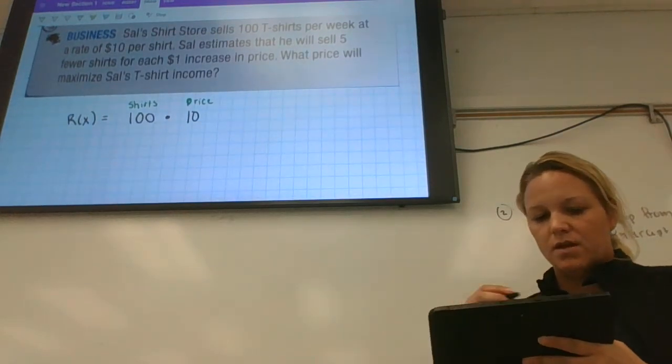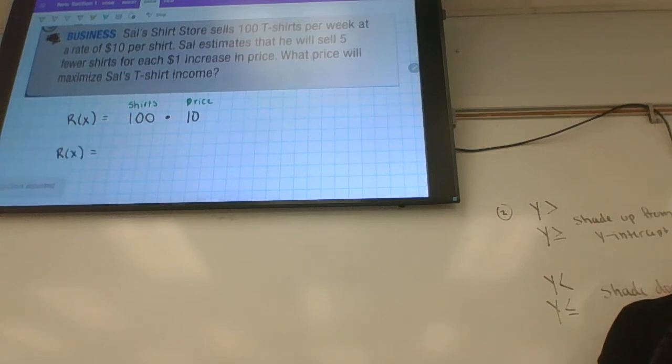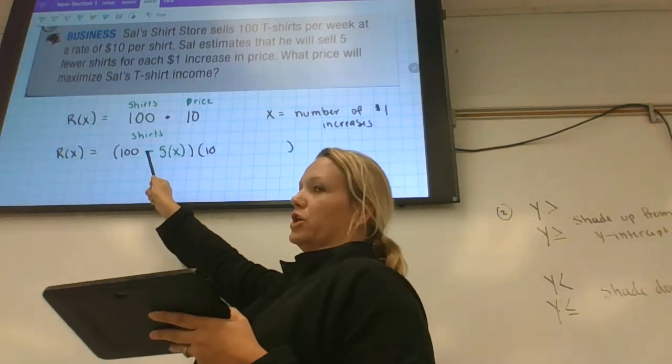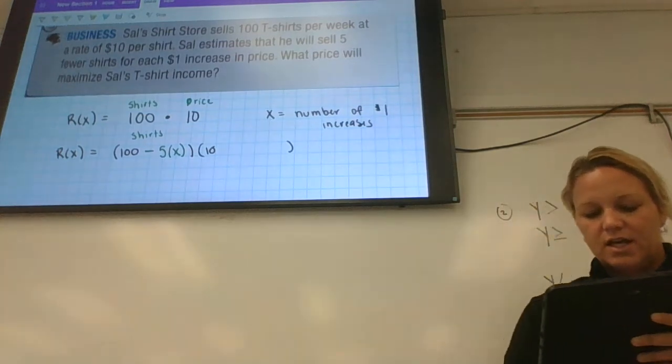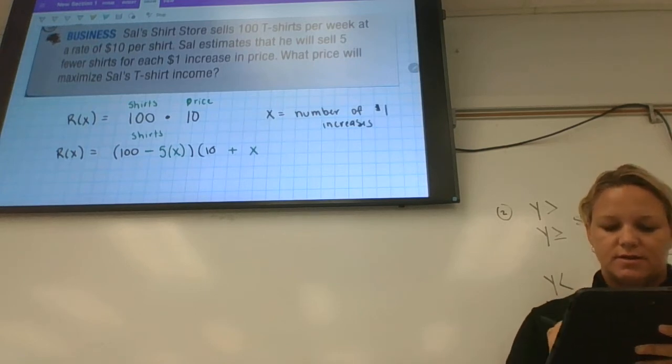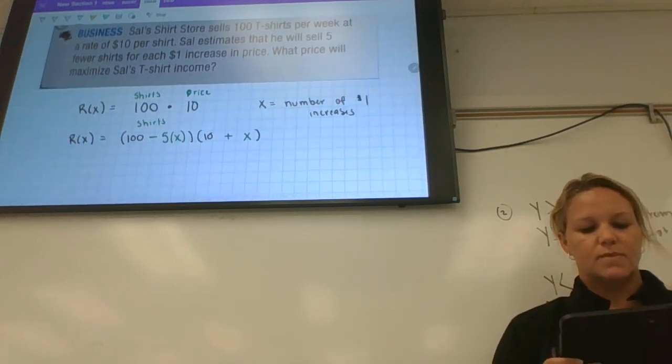100 times 10. So his prediction. I'm going to write his data in these parentheses. X is going to be the number of $1 increases. So he thinks his shirts are going to go down 5 every time he increases it by a dollar. So they're going to reduce by 5 for every increase. And his prices would be going up by $1. So you could say 1x or x. Any questions so far?